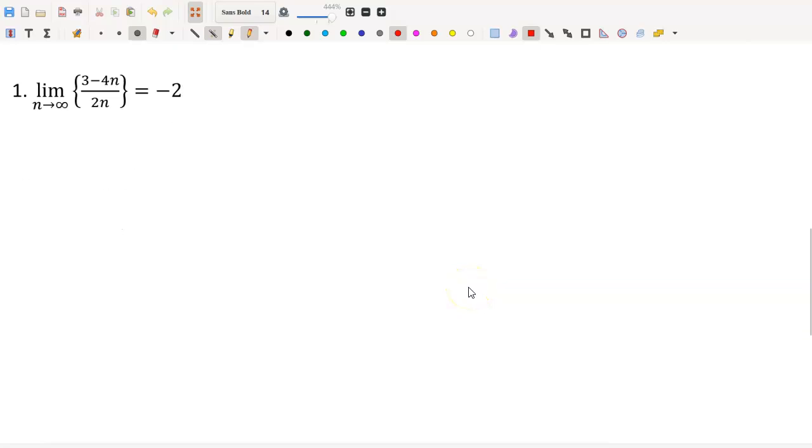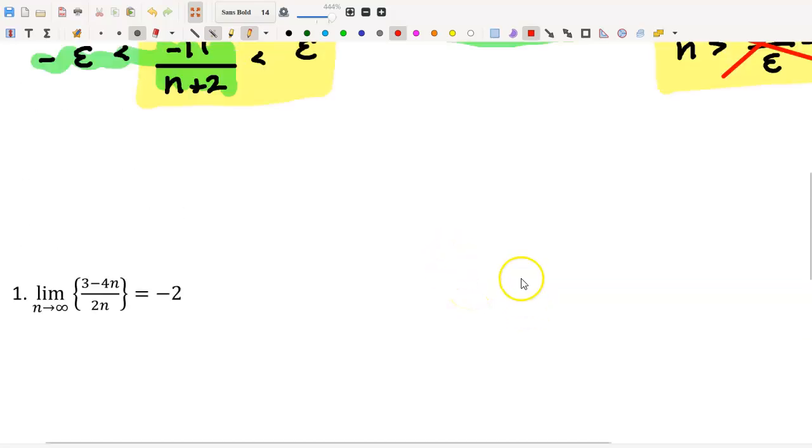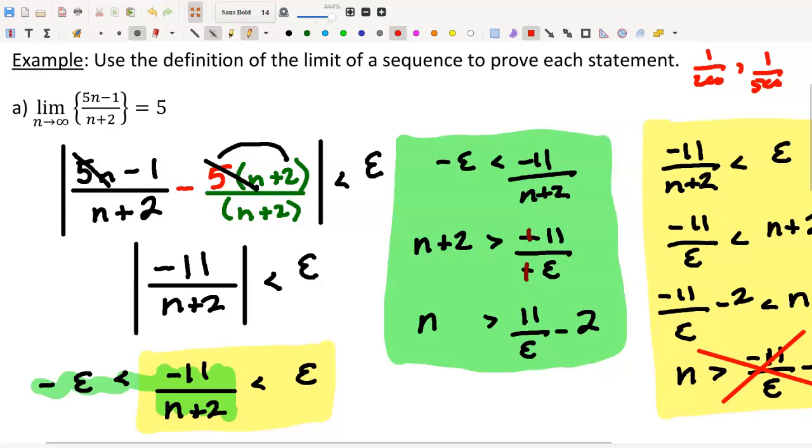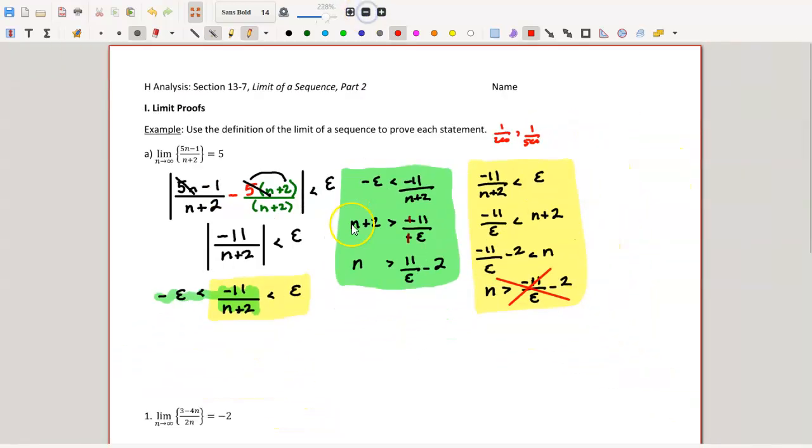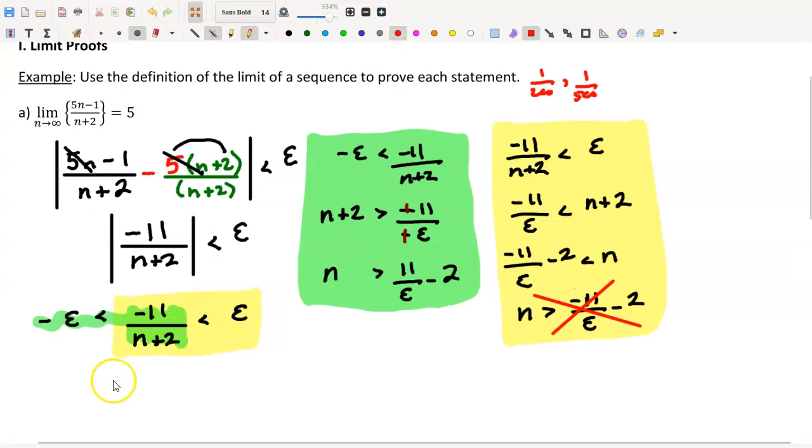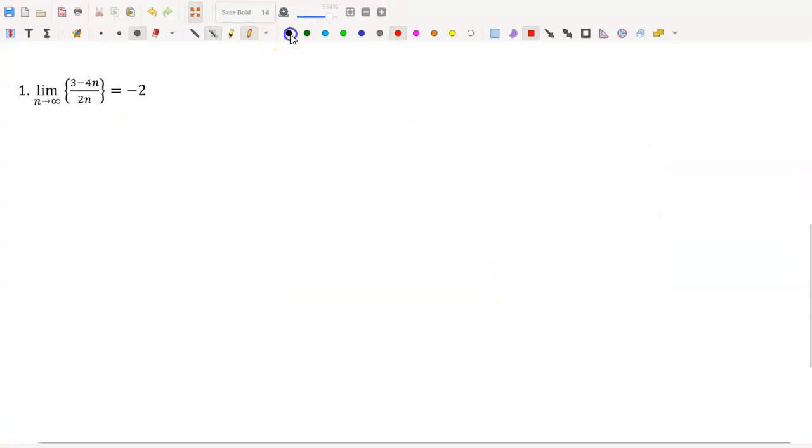All right, so try this last one, see how that goes. Let's try to do it from beginning to end. And we'll be set. Minus 2.